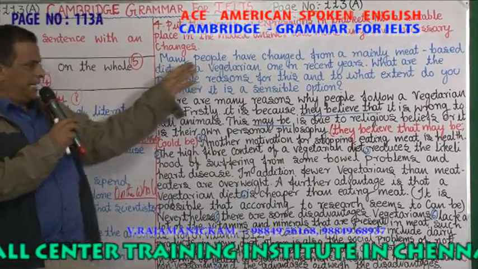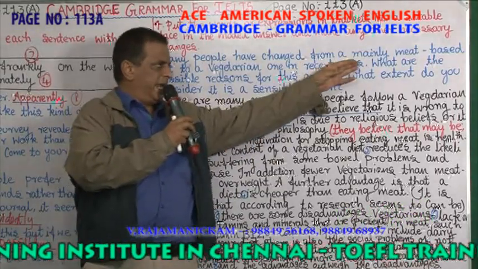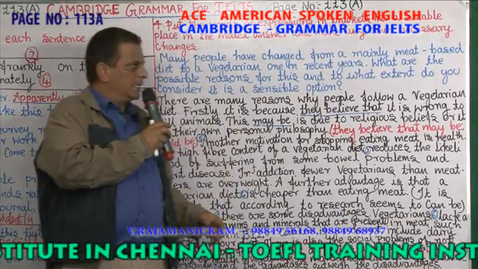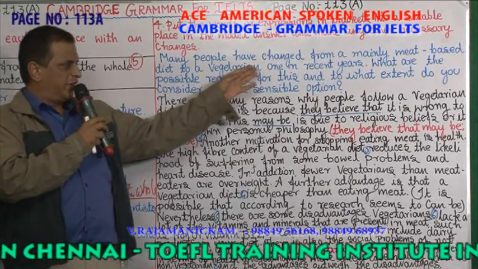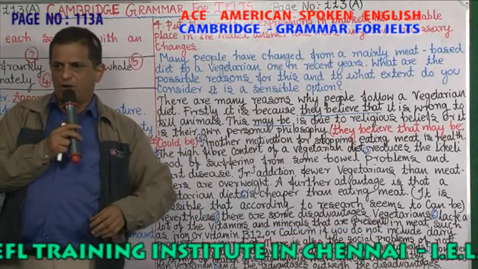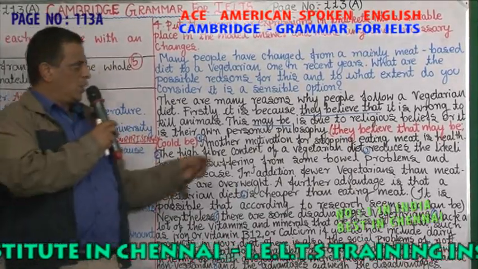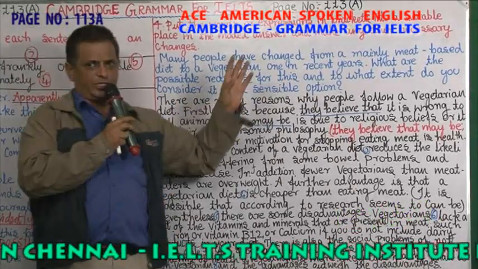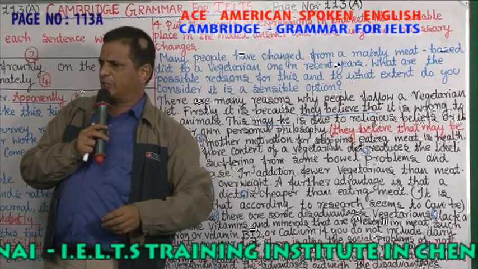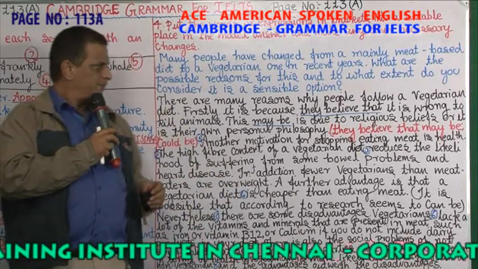Many people have changed from a mainly meat-based diet to a vegetarian one in recent years. So many people have changed from non-vegetarian to vegetarian. What are the possible reasons for this? So what are the reasons for people changing from non-vegetarian, meat eating to vegetarian eating?